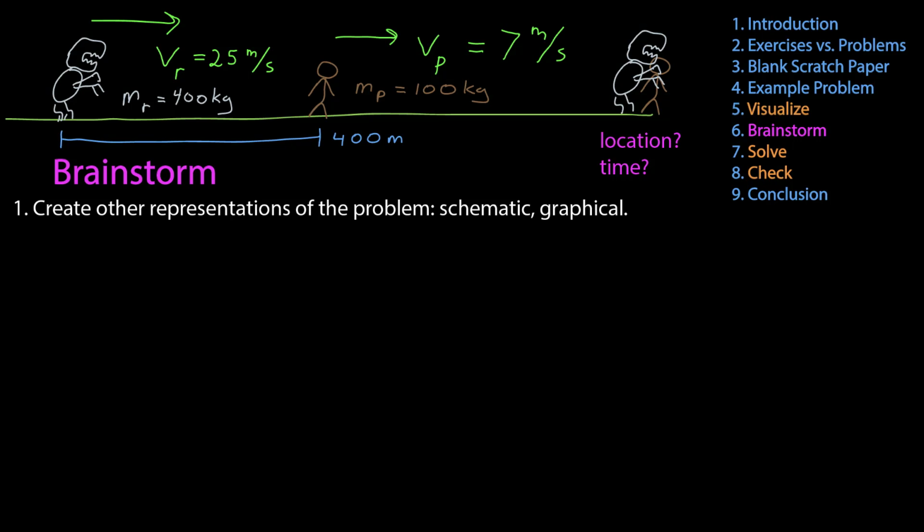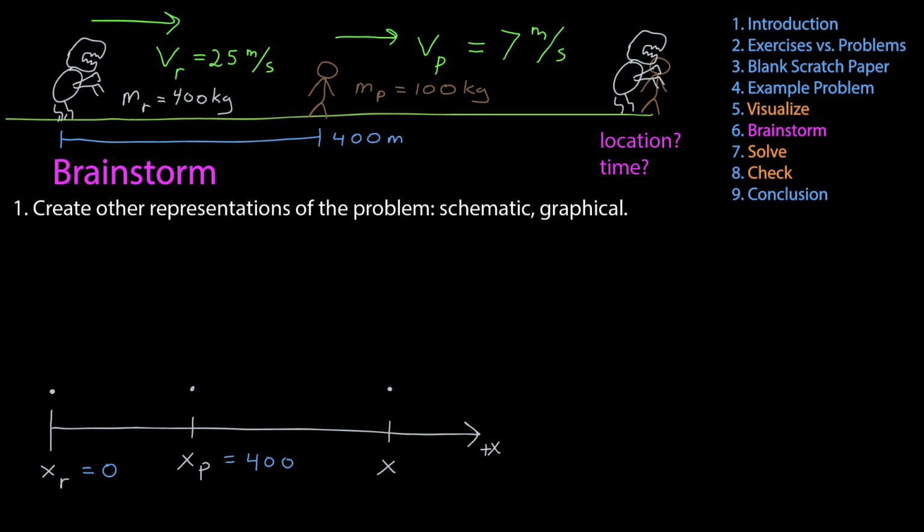I brought the visual representation over from the previous one, but I also want to create a schematic representation and maybe some graphical representations. Here I have a schematic representation of the system. I've created a coordinate system with the origin at the location where the raptor started. I have positive x going to the right. Here's the position along the x-axis that the professor starts, which happens to be 400 meters away from the raptor, so it's at x equals 400 meters.